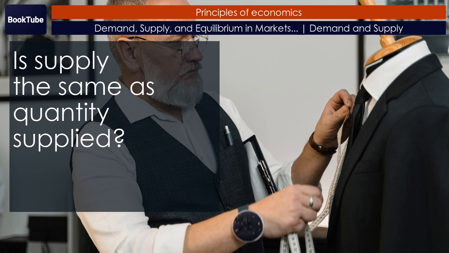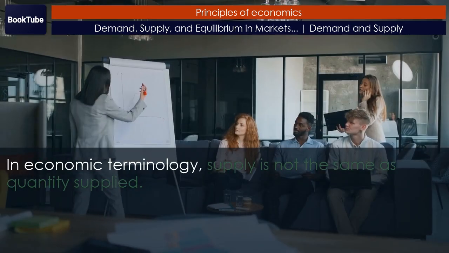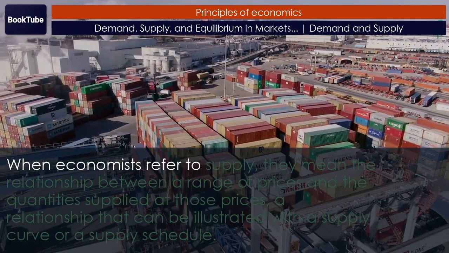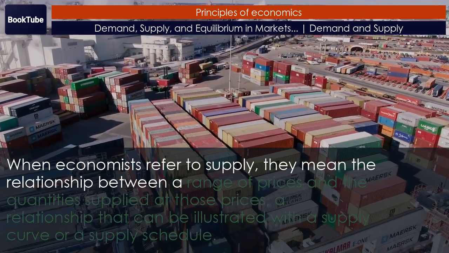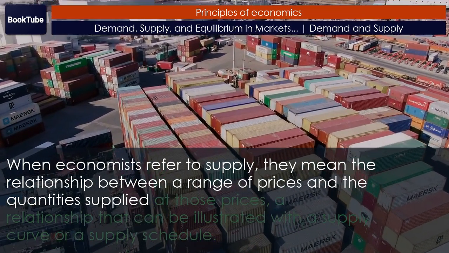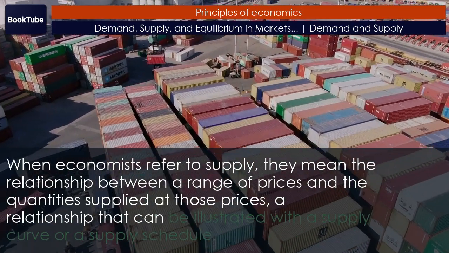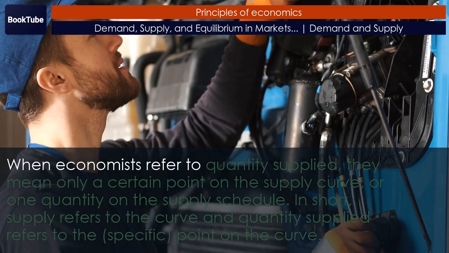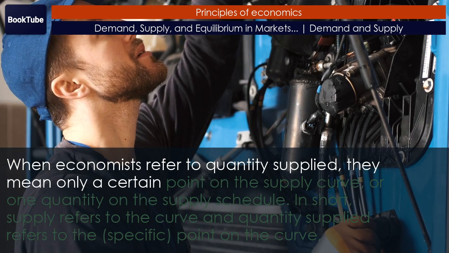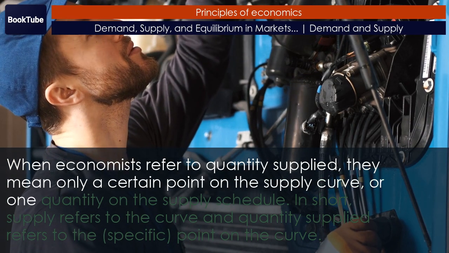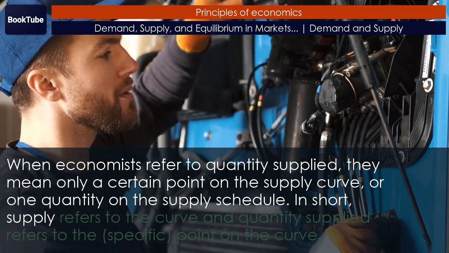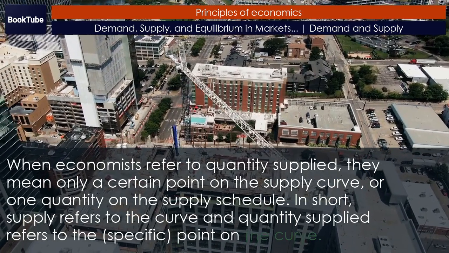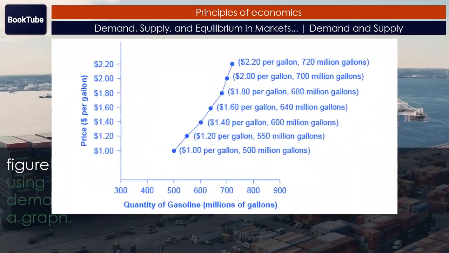Is supply the same as quantity supplied? In economic terminology, supply is not the same as quantity supplied. When economists refer to supply, they mean the relationship between a range of prices and the quantities supplied at those prices, a relationship that can be illustrated with a supply curve or a supply schedule. When economists refer to quantity supplied, they mean only a certain point on the supply curve, or one quantity on the supply schedule. In short, supply refers to the curve and quantity supplied refers to the specific point on the curve. Figure 2 illustrates the law of supply.